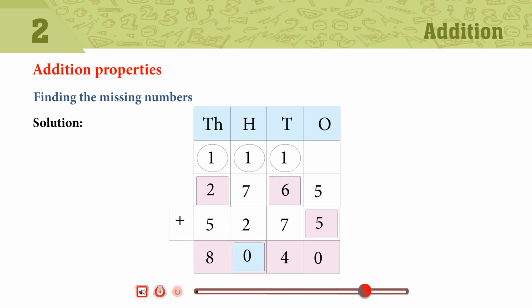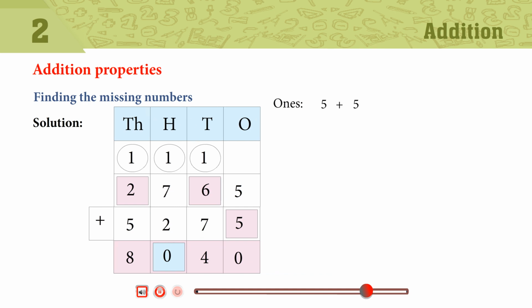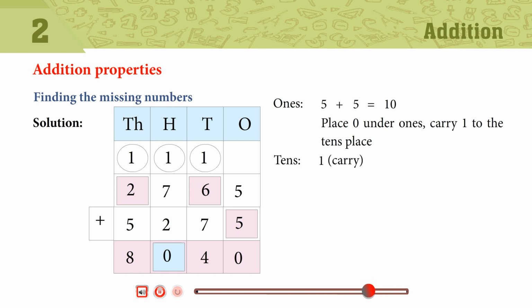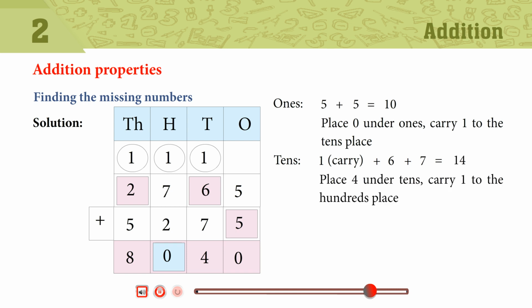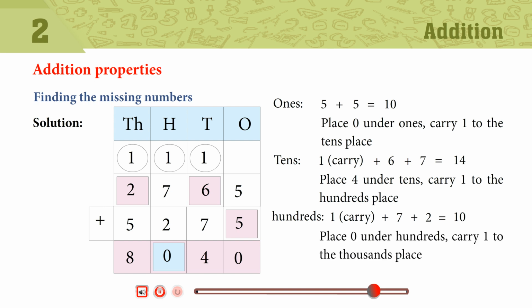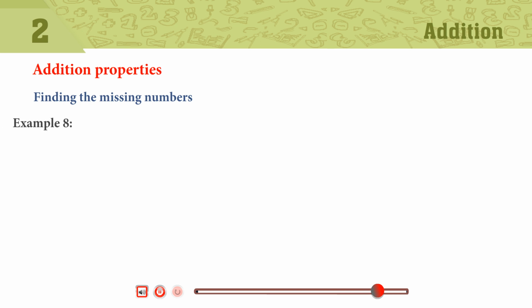Example 7. Solution. Ones, 5 plus 5 is equal to 10. Place 0 under ones, carry 1 to the tens place. Tens, 1 carry plus 6 plus 7 is equal to 14. Place 4 under tens, carry 1 to the hundreds place. Hundreds, 1 carry plus 7 plus 2 is equal to 10. Place 0 under hundreds, carry 1 to the thousands place. Thousands, 1 carry plus 2 plus 5 is equal to 8.